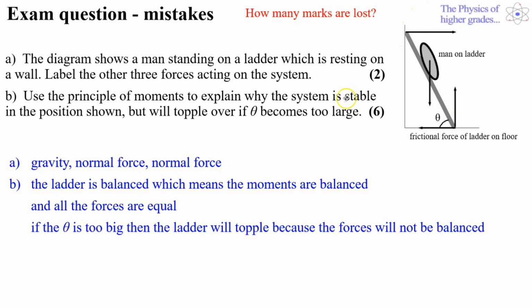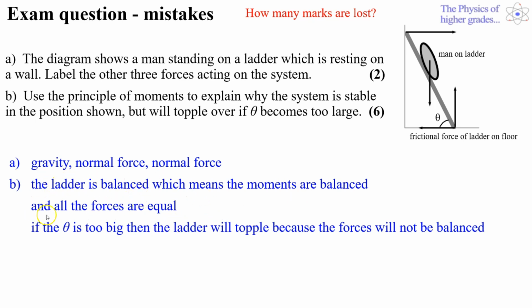Probably better to specify it's the normal force of the wall on the ladder or the floor on the ladder, but that would probably get 1 mark for those. "The ladder is balanced." This is part B, which means the moments are balanced. Yes, they might get a mark for that, but they haven't specified which moments. "All the forces are equal."